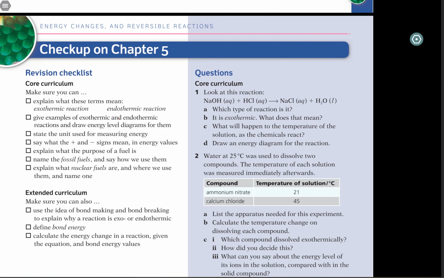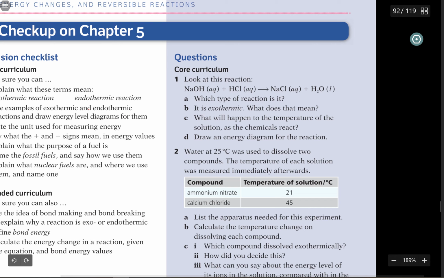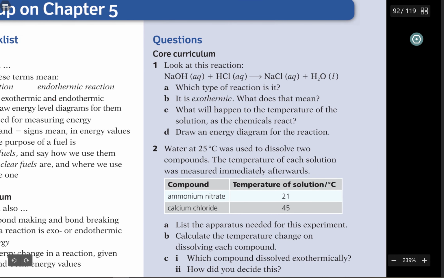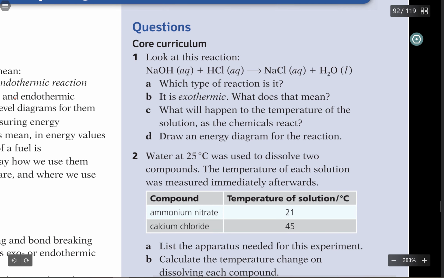Chapter 5 Review Questions. Question number 1. Look at this reaction. NaOH plus HCl gives NaCl and H2O. Which type of reaction is it? If you look at the reactants, you have sodium hydroxide, which is a base, and you have HCl solution, which is hydrochloric acid. So this one is acid. And you know that the reaction of the acid and bases is called neutralization reaction.